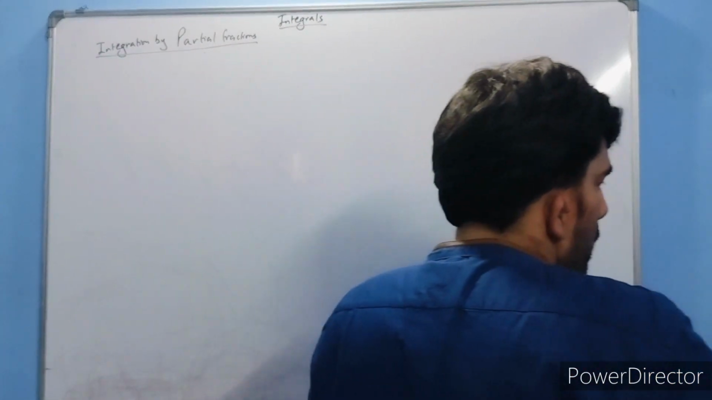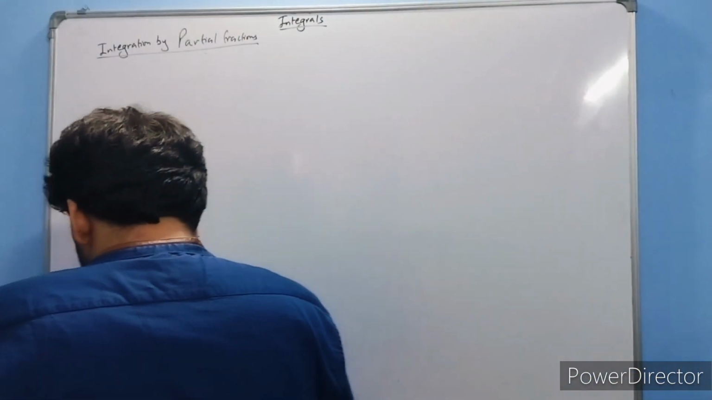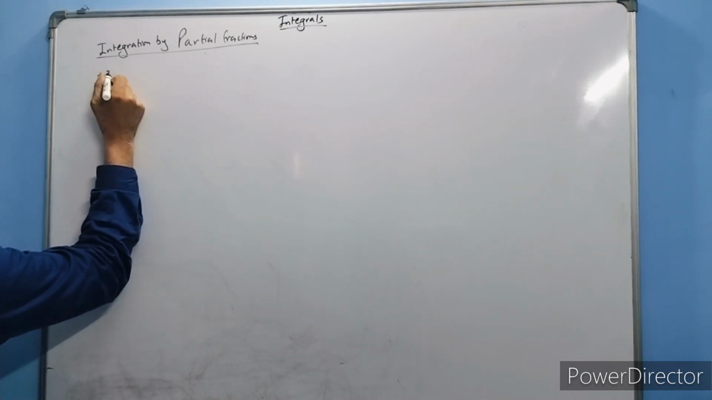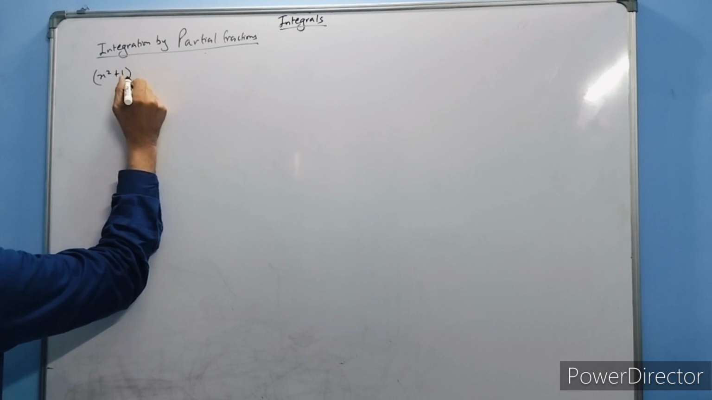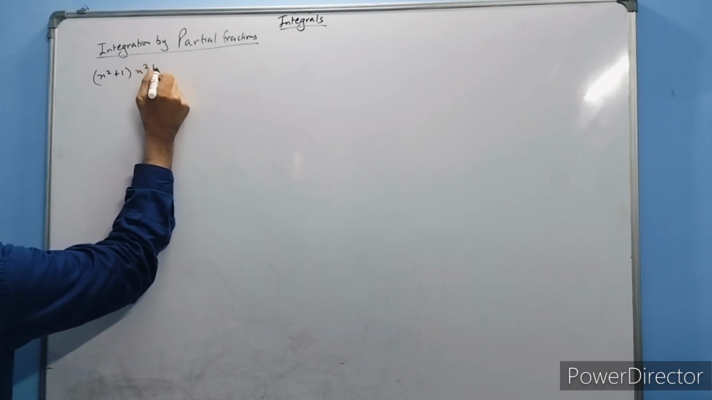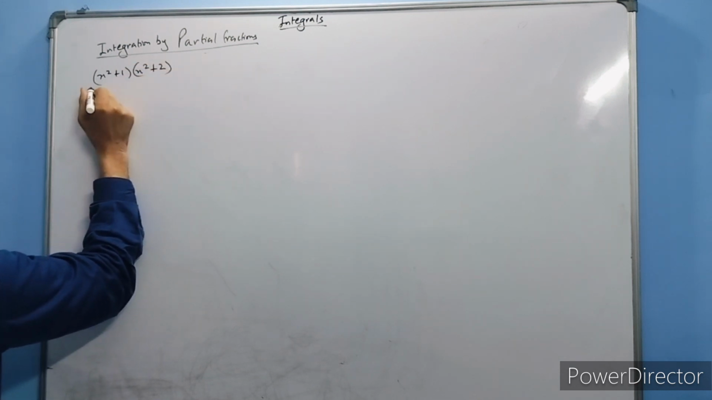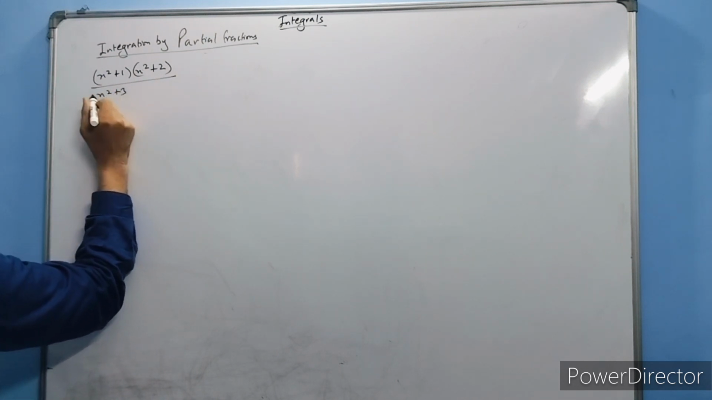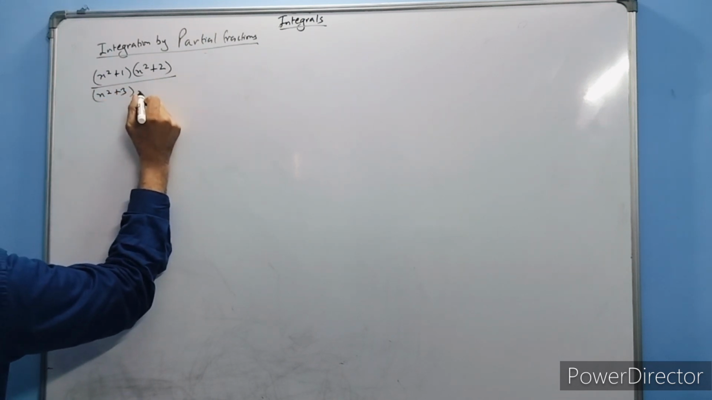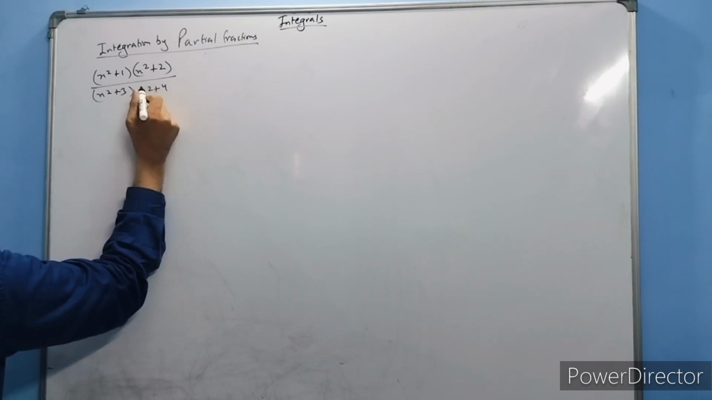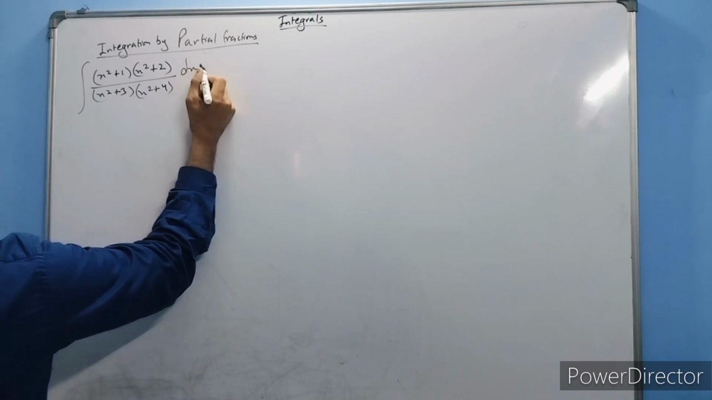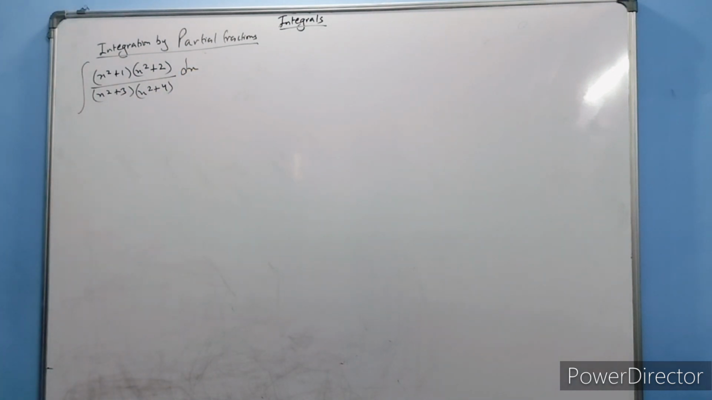So now I have one more question in my hand, that is x square plus 1, x square plus 2 upon x square plus 3 and x square plus 4. So now we'll solve this numerical.